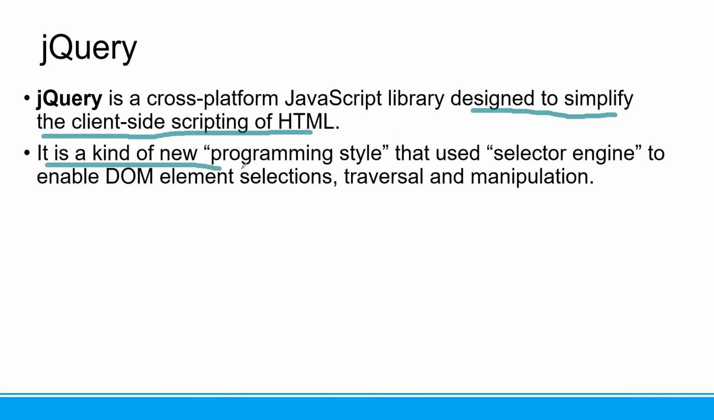So it is a kind of new programming style that uses a selector engine. We will learn what a selector engine is. It is to enable DOM element selection. DOM, we know, is the Document Object Model. So whenever we know what element we want to select, there will be a selector engine. And it enables DOM selection, DOM traversal and manipulation.